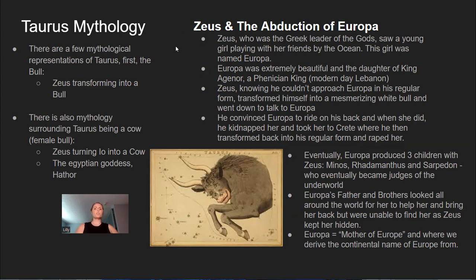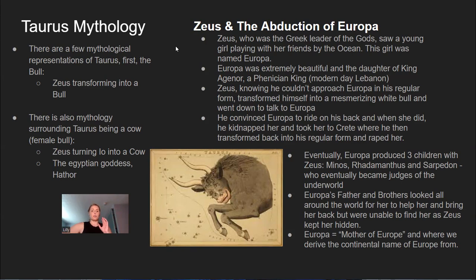All right, so Zeus and the abduction of Europa. Zeus was the Greek leader of the gods. He saw a young girl, and I'm not going to say Zeus is a pedophile, because I think pedophilia is attraction to prepubescent humans, whereas this girl was young but could have children. So creepy, yes. Pedophilic, not really, but gross nonetheless.